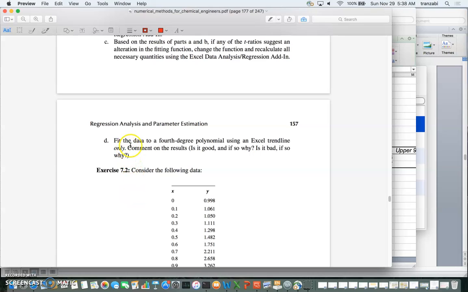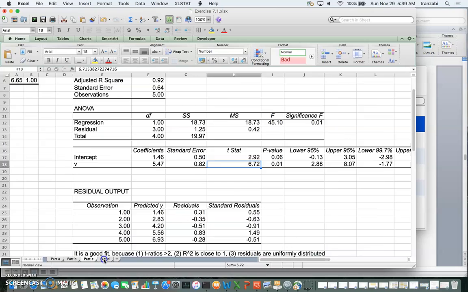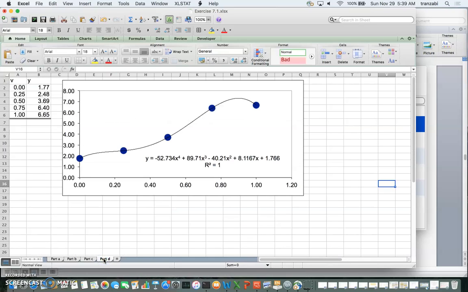For part D, we have to fit a 4th degree polynomial and see if that is a good fit or not. So here's a 4th order polynomial. You can go ahead and do that with trend line. Make sure you put 4th order polynomial. And in this case, you get R squared equal to 1 exactly. And we know that the correlation coefficient has to be between 0 and 1, and the bigger, the better the fit. So it looks like this fit is excellent. It actually goes through all the points.